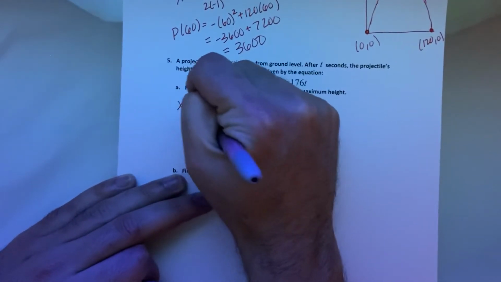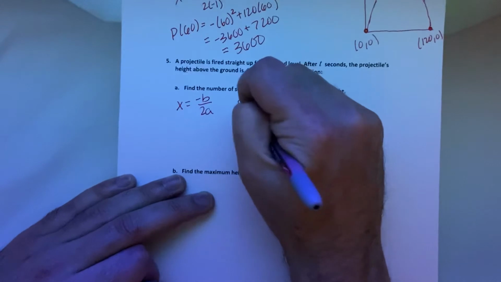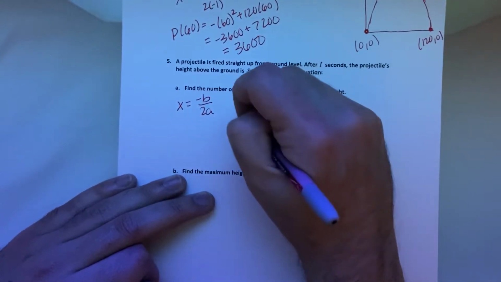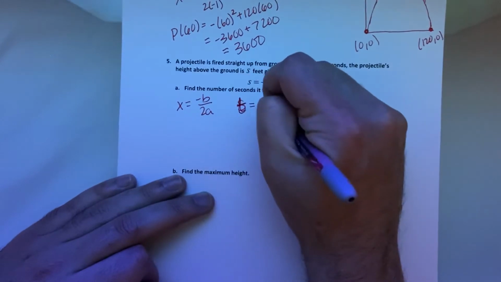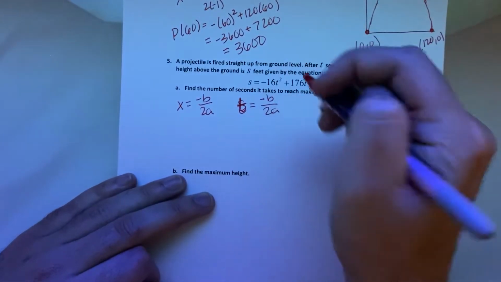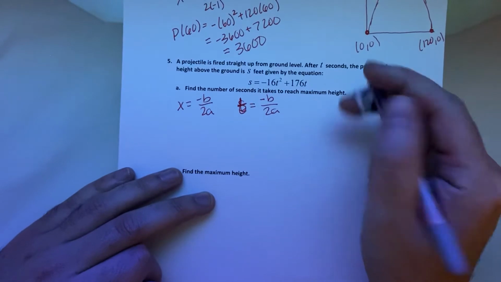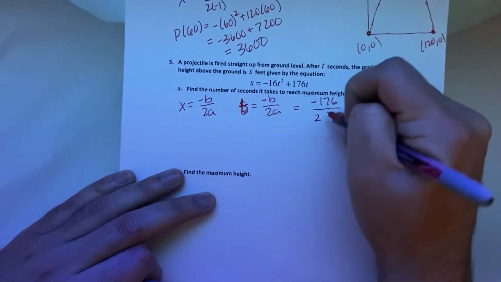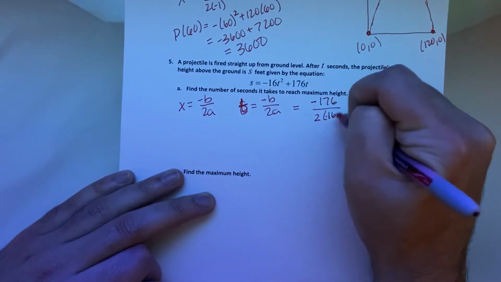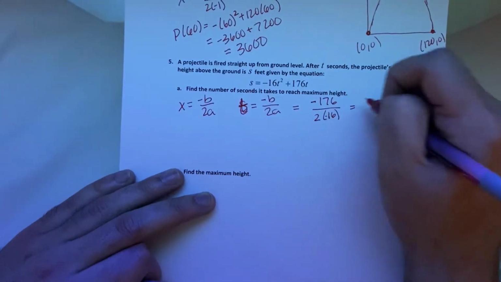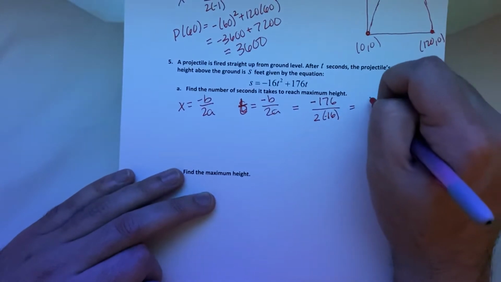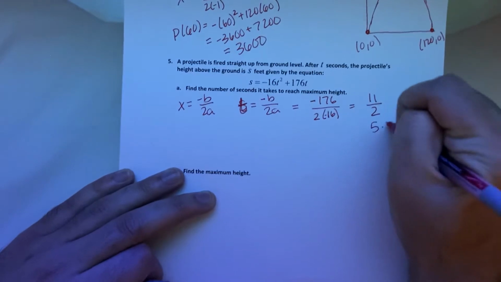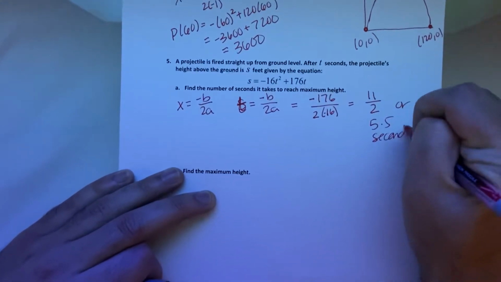So normally it's x equals negative b over 2a. In this case, it's negative b over 2a because we don't have x and y, we have t and s. It's still the same though. It's negative 176 over 2 times negative 16. The negatives cancel. 176 divided by 16 is 11. So this is 11 over 2, or 5.5 seconds.